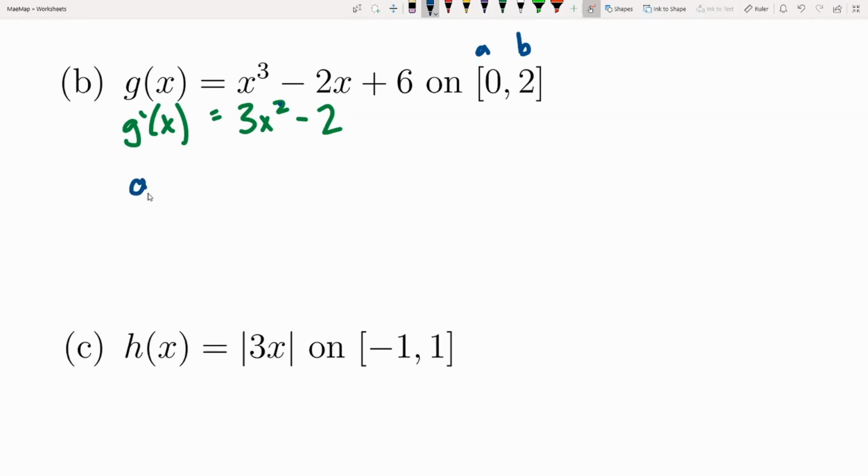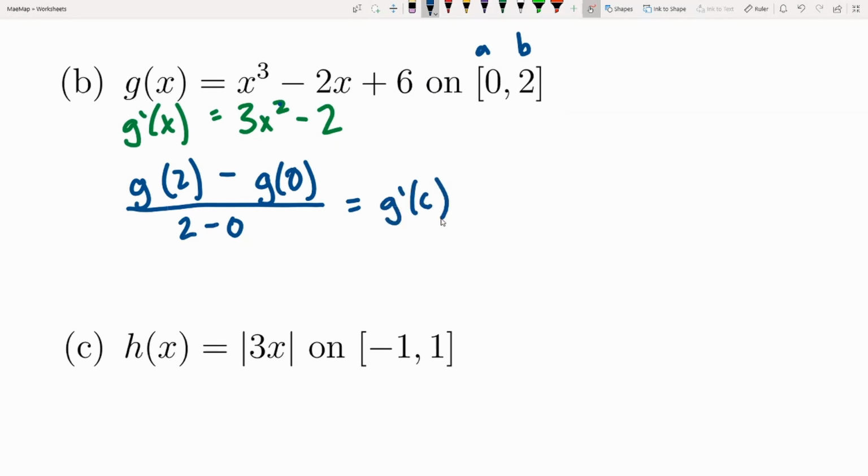So we're going to do g of 2 minus g of 0, and that's all over 2 minus 0. And that again is equal to the derivative at our point c, so g prime of c. So this slope of the secant line we're going to calculate now by plugging 2 in to get g of 2. So that'll be 2 cubed, which is 8, minus 2 times 2 is 4, plus 6. 8 minus 4 is 4, plus 6. That will be a positive 10. So we're going to get 10 minus, now plugging in 0, 0 cubed minus 2 times 0 plus 6 will leave us with 6, and that's all over 2 minus 0, which is 2.